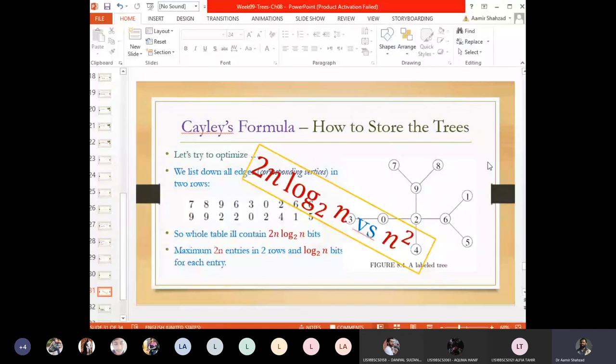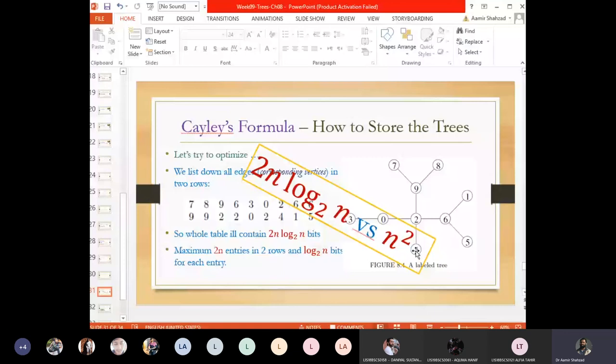If n is 1000, let's call it 1024. So log 2 of 1024 is 10. So log of n is 10. 2 times 1000 times 10 is going to be 20,000. On one side we have storage of 1 million bits, on the other side only 20,000. So it's a huge, huge improvement. And n is usually not 1000, it's going to be much, much bigger. So n times log n is far better compared to n times n.